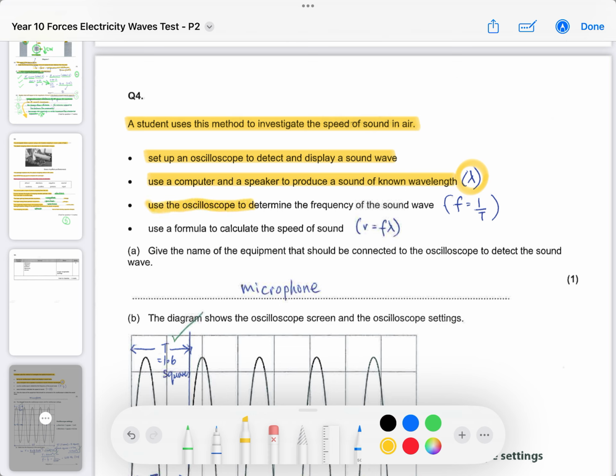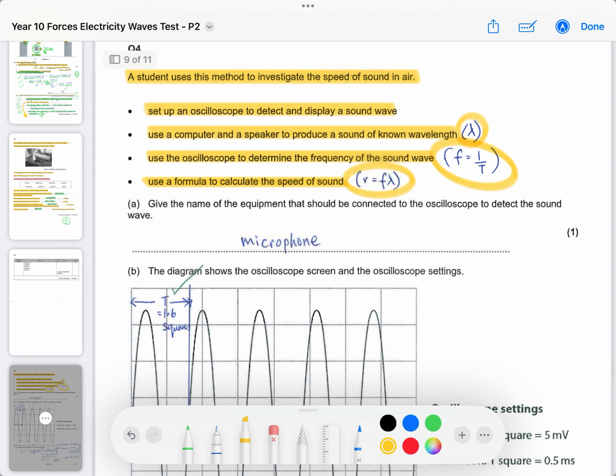He then uses the oscilloscope to determine the frequency of the sound wave. Well, you can't measure the frequency on an oscilloscope directly. You've got to measure the period of the wave and then use this equation to calculate the frequency. Once you know the frequency and we knew the wavelength, you can use the wave equation to calculate the speed of sound in air. So this is the wave equation. So that's the method. Okay.